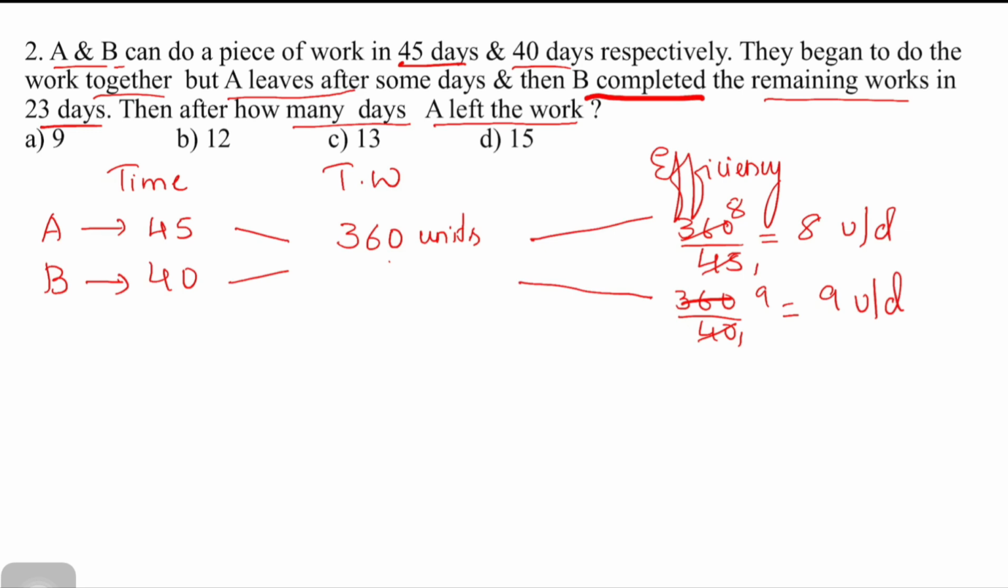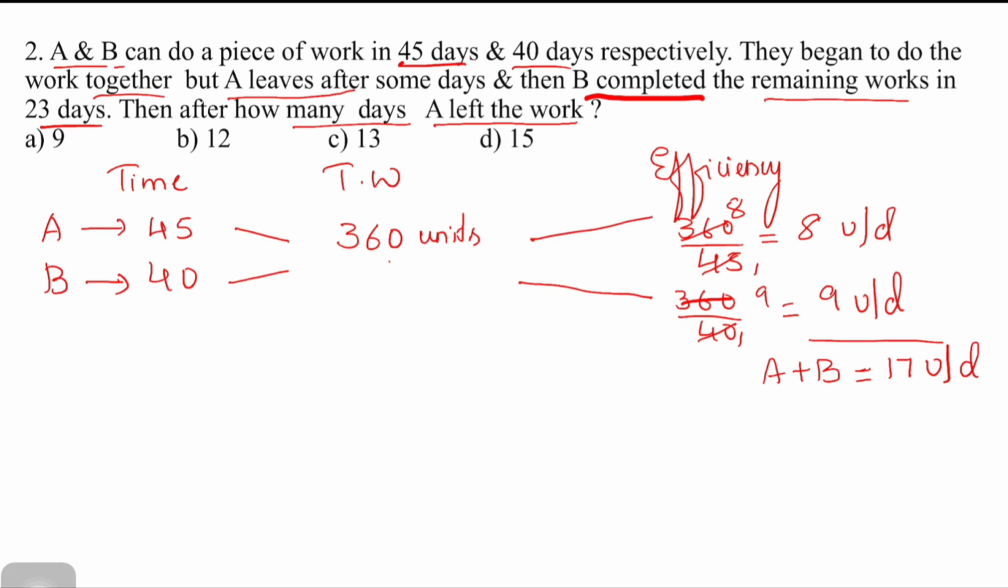Now at the beginning A and B started to work together. So together, A and B will complete how much work in one day? A plus B is 9 plus 8, 17 units per day. But till how many days they are working like this, we don't know. That itself we have to find out. Then we know about B: B completed the remaining work in 23 days, and B's one day efficiency is 9 units.